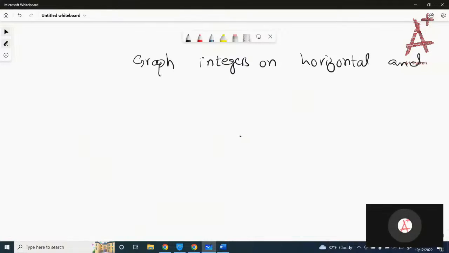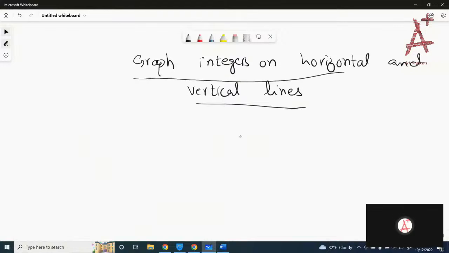You can find these lessons on aplusstudents.com. You have to log in there using your email address and password is provided by the administrator. Then you have to scroll down to grade 6 maths, and we are working on chapter 4, that is integers, and the topic is graph integers on horizontal and vertical number lines. Got it?